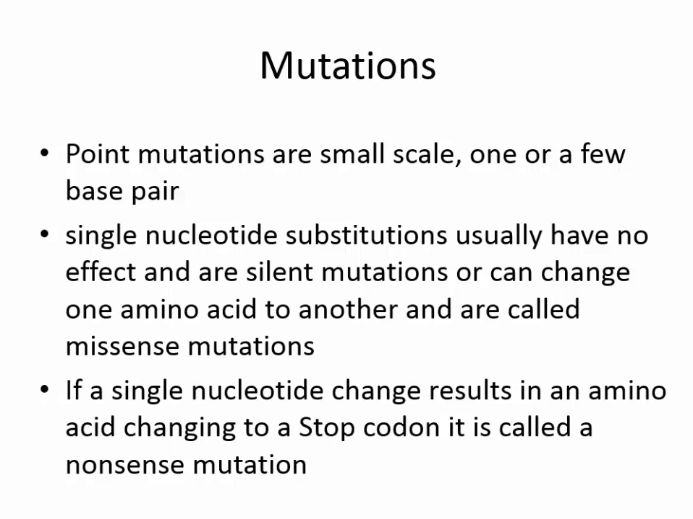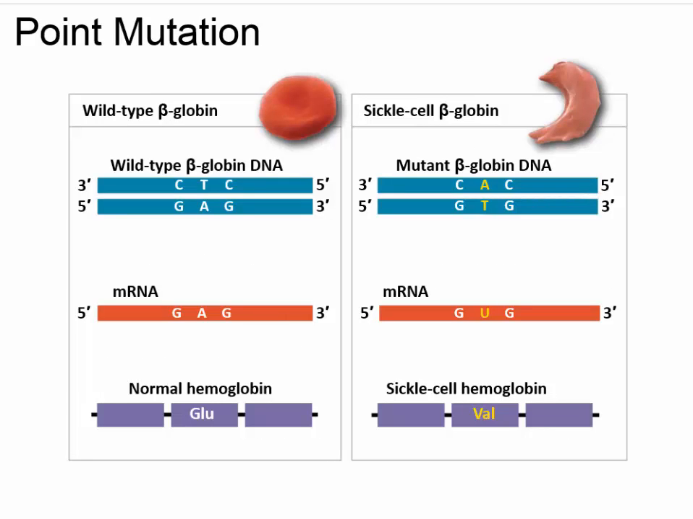If a single nucleotide change results in an amino acid changing to a stop codon, then that is a problem, and it is called a nonsense mutation, because suddenly the protein won't code, and all of a sudden you have a little bit here and nothing else. So that's a nonsense mutation. So these are point mutations, and they do happen. We do have sickle cell anemia, and that is a point mutation, just one base.